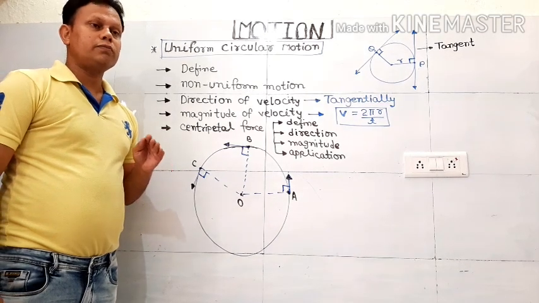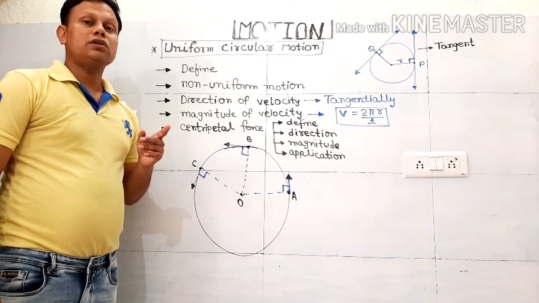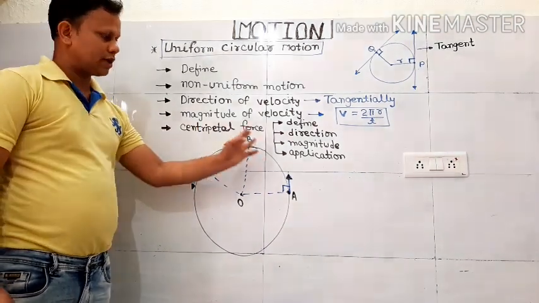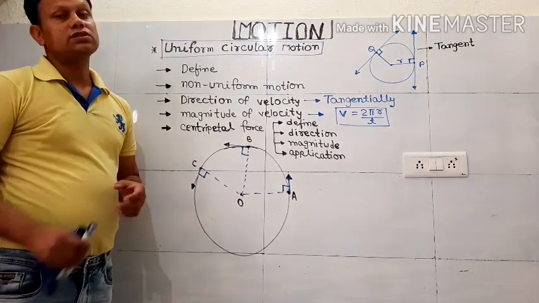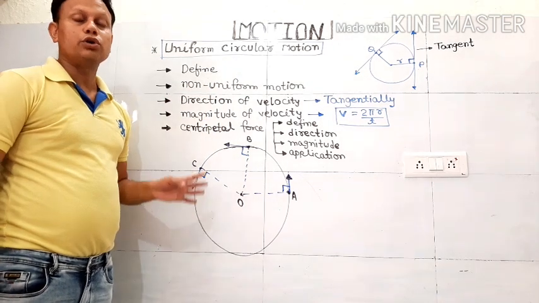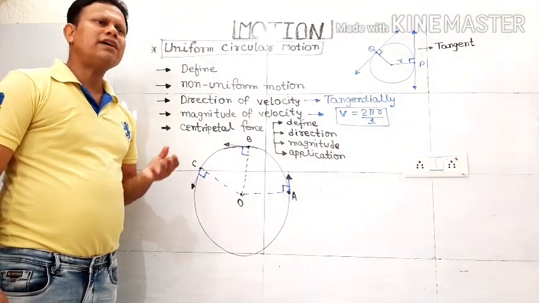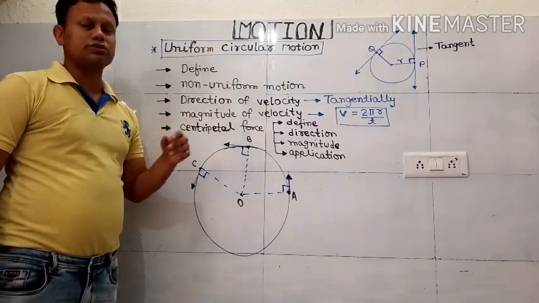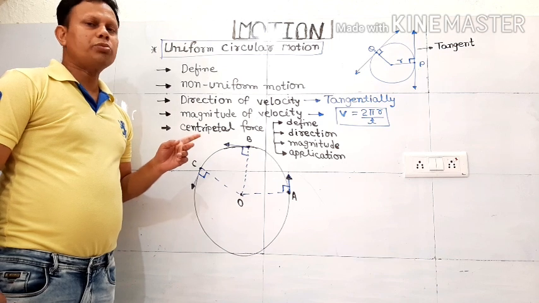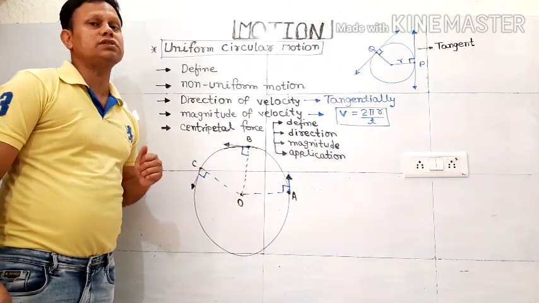For being in uniform motion, a body can neither change its speed nor its direction. But here you can observe that at all points the body has to change the direction. So that's why it is overall a non-uniform motion. But then sometimes it is asked, why is it called uniform circular motion? Because it cannot be a uniform motion, as its direction is continuously changing.